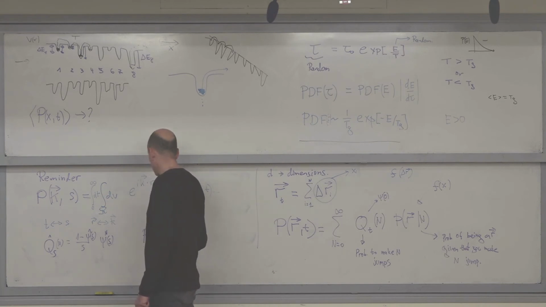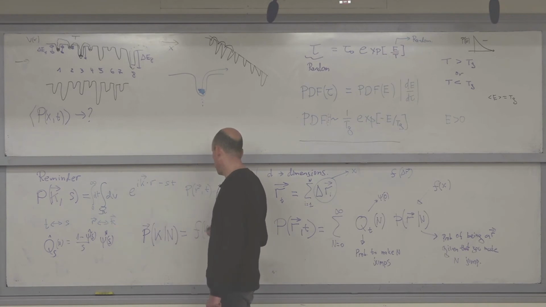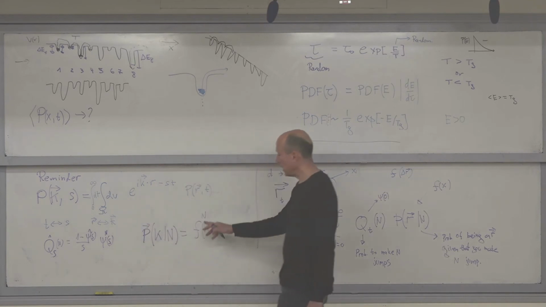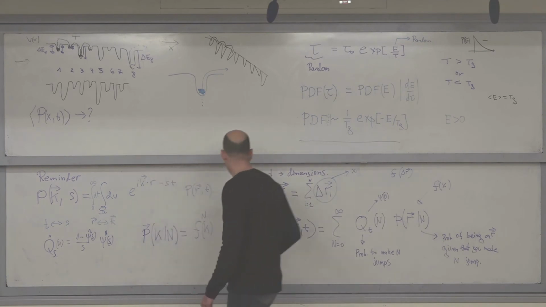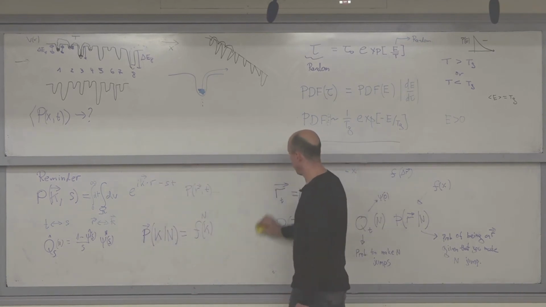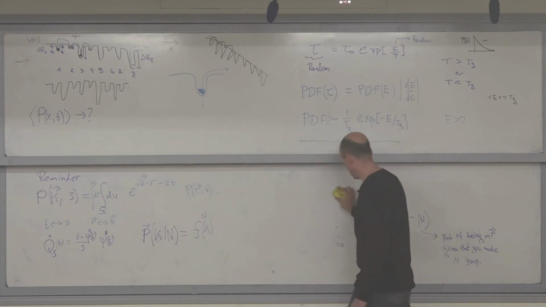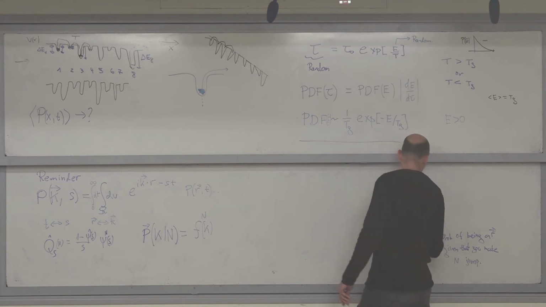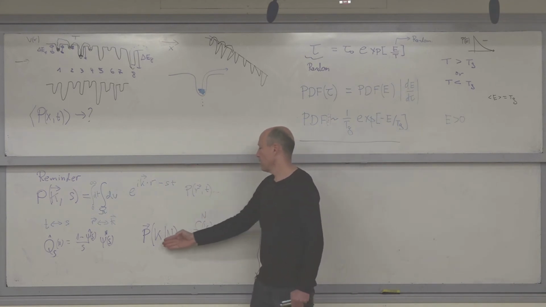Because what is p of k? This is Fourier space given n. Maybe you remember, but this is simply f of k to the power n. So this guy and this guy are similar. And this guy is something you should remember. I hope you remember it. It's very simple. But I remind you, it was in the class already. It was in the homework.